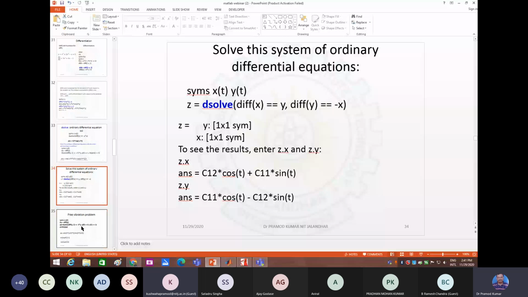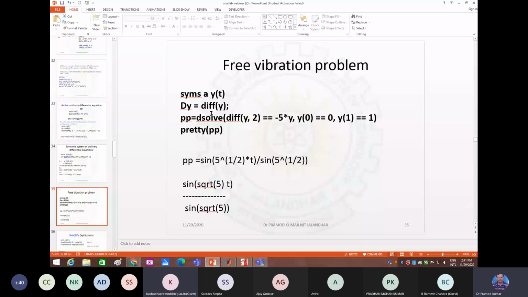Free variables. This is the variation d square y, y is a function of t. Then d square y by dt square minus 5y. This is a differential equation which is to be solved with the boundary conditions: when t is equal to 0, deflection is 0, and when t is equal to 1, then deflection is 1. In this way, we solve this one and we get this solution out of here.